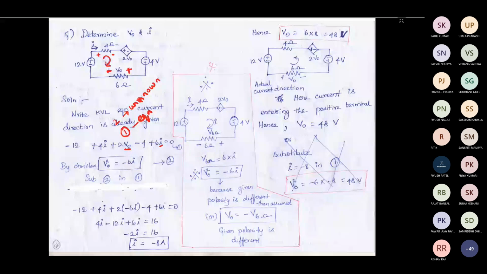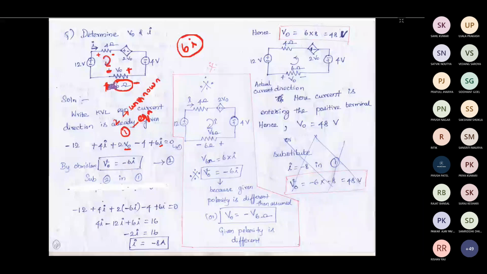So here, this is 6 ohm. What is V naught? V naught is the voltage across this resistor. V naught is nothing but 6 into I, right? But in the question, they have given the polarity of this resistor like this.